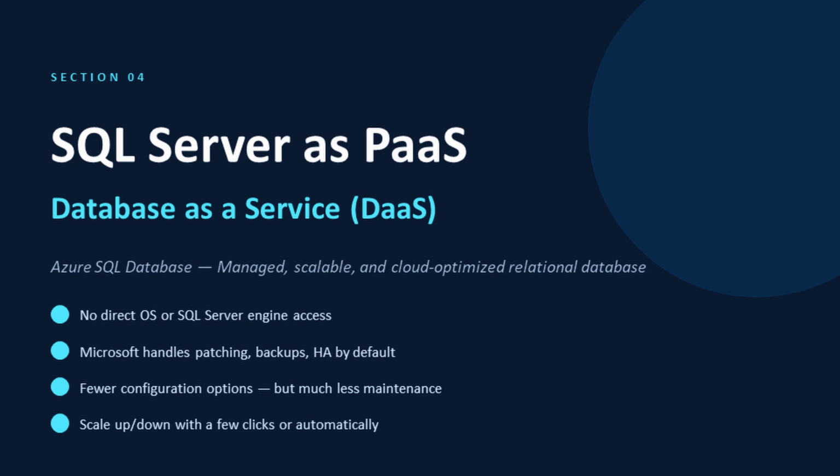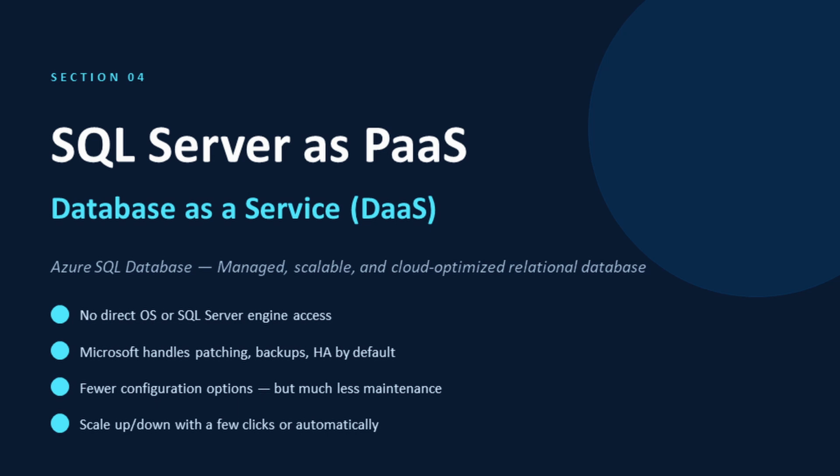Microsoft automatically handles all patching and updates. Backups are built in. High availability is enabled by default with geo-redundant storage. Scaling can be done with a few clicks or automatically. And billing is precise. You pay per second only for what you use. For cloud-native applications and modern development teams, this is often the ideal choice. The team focuses entirely on the application and the data, while Azure manages the infrastructure. Less to maintain means fewer things that can go wrong.